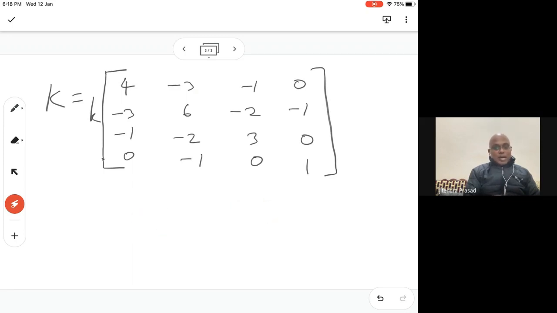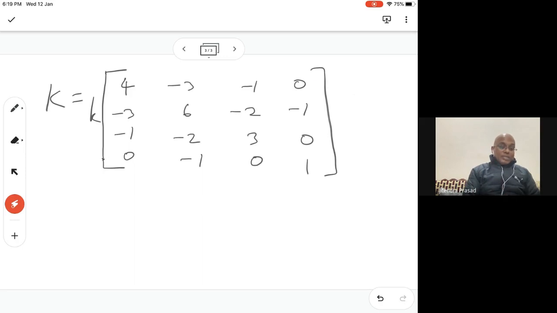Remember what one row means. These are the forces when you have applied a unit displacement at node 1 while keeping all the other nodes constrained, and then you measured all the forces. When you measure all the forces, this has to be equal to 0, because on a structure, whatever forces are applied, if you add them together, that will be equal to 0. That is why it will behave like that.